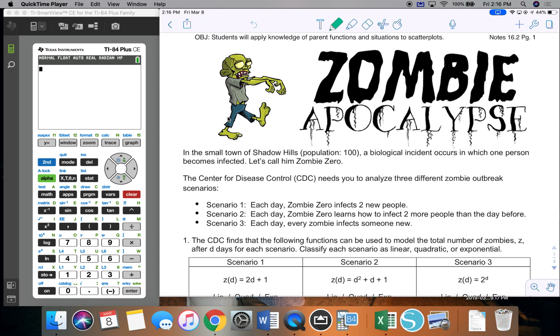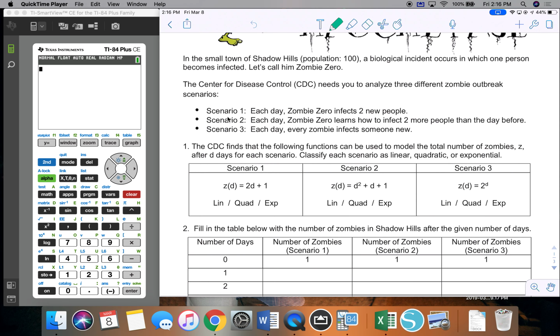This video covers notes over scatter plots, and we're using a zombie apocalypse scenario to help you see all the different types of scatter plots. In the small town of Shadow Hills, which has a population of 100, a biological incident occurs in which one person becomes infected. We're going to call him Zombie Zero. The CDC needs you to analyze 3 different zombie outbreak scenarios.